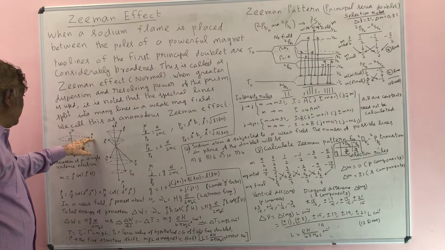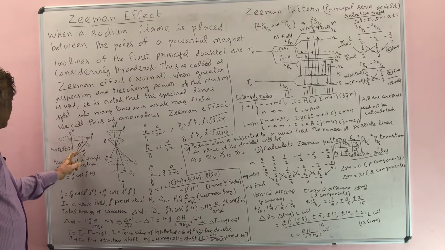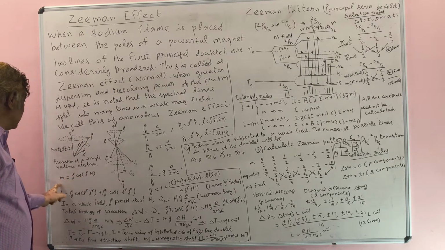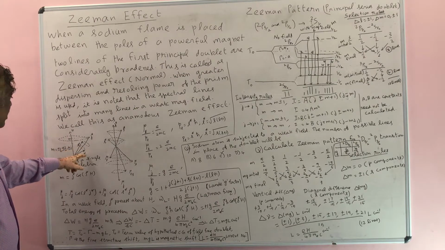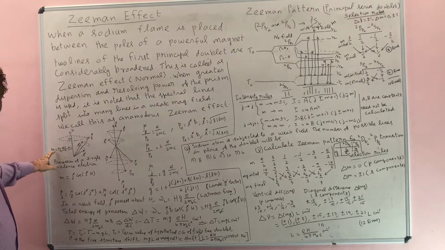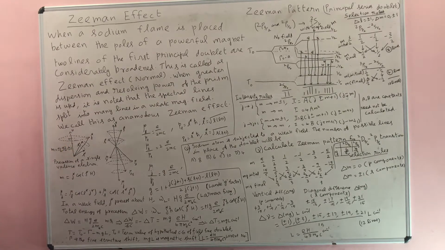Now, the projection of the resultant J* on H is M, which is J* times cos of the angle between J* and H. This projection we call M, and M is called the magnetic quantum number. Its value varies from plus J to minus J, and since S is equal to half, J is equal to L plus half, so M varies as plus or minus half, plus or minus 3 by 2, and so on up to plus or minus J. So all are half-integral values.